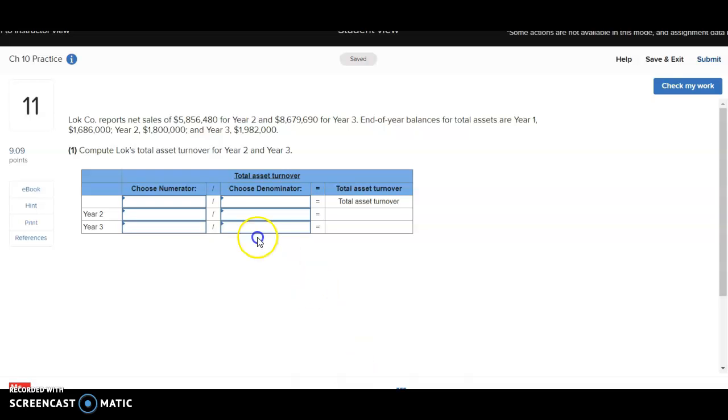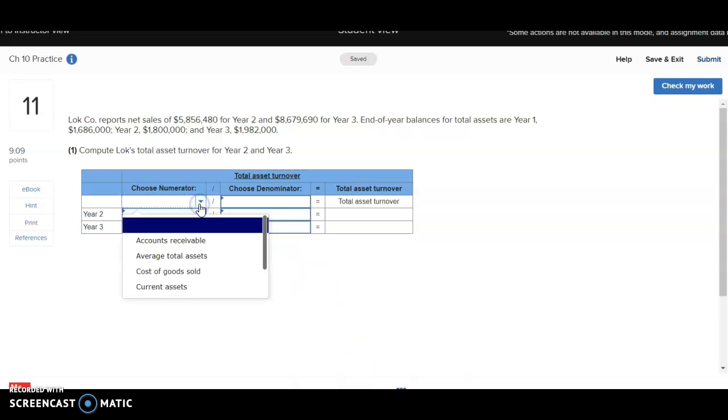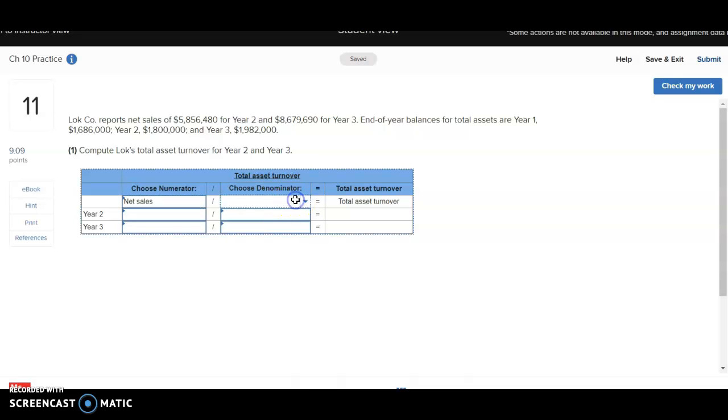So if we look back and get our formula for the total asset turnover, you can see that they want us to do both years 2 and 3. So we need to use net sales, and we are dividing that by the average total assets. So average, that's why they give us more information for total assets so that we can do that average. So here we're going to start with net sales. We're going to plug in the first number for year 2, 5,856,480. For year 3, we had 8,679,690. And then for average total assets, we have to actually do the averages.